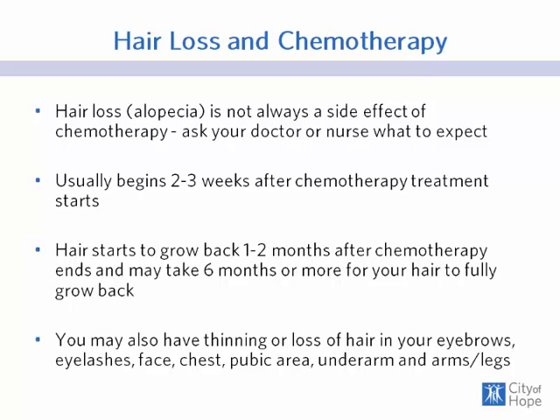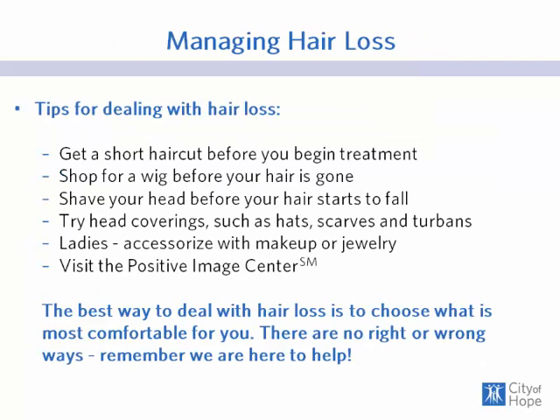You may also have thinning or loss of eyebrows, eyelashes, facial hair, chest hair, pubic hair, underarm hair, and arm and leg hair. Managing hair loss. There are several tips you can follow to deal with hair loss. You can get a short haircut before you begin treatment. Shop for a wig before your hair is gone, especially if you wish to match your natural color, or it may be a good time to try a new hair color. Shave your head before your hair starts to fall out.